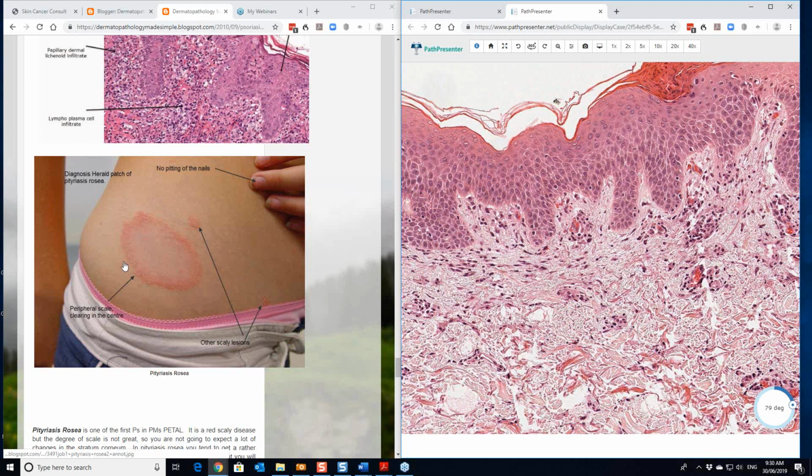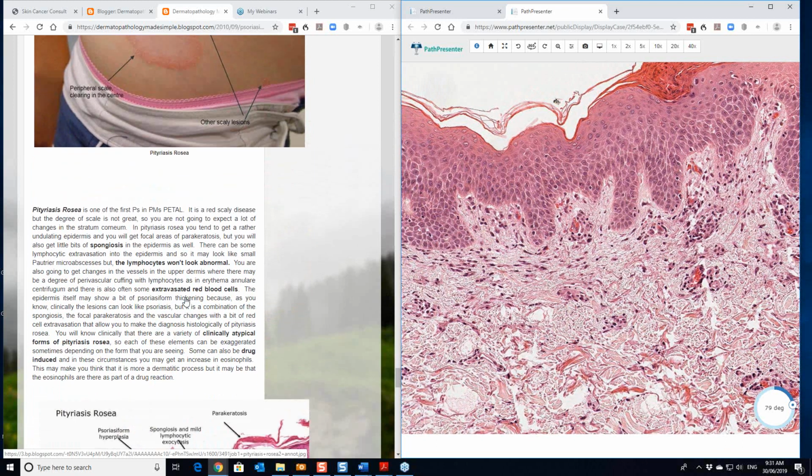That's the clinical of pityriasis rosea on this side. The herald patch, clinically it looks a little bit like a tinea, but there's usually a trailing scale here. These are some others that have just started to come out as well.